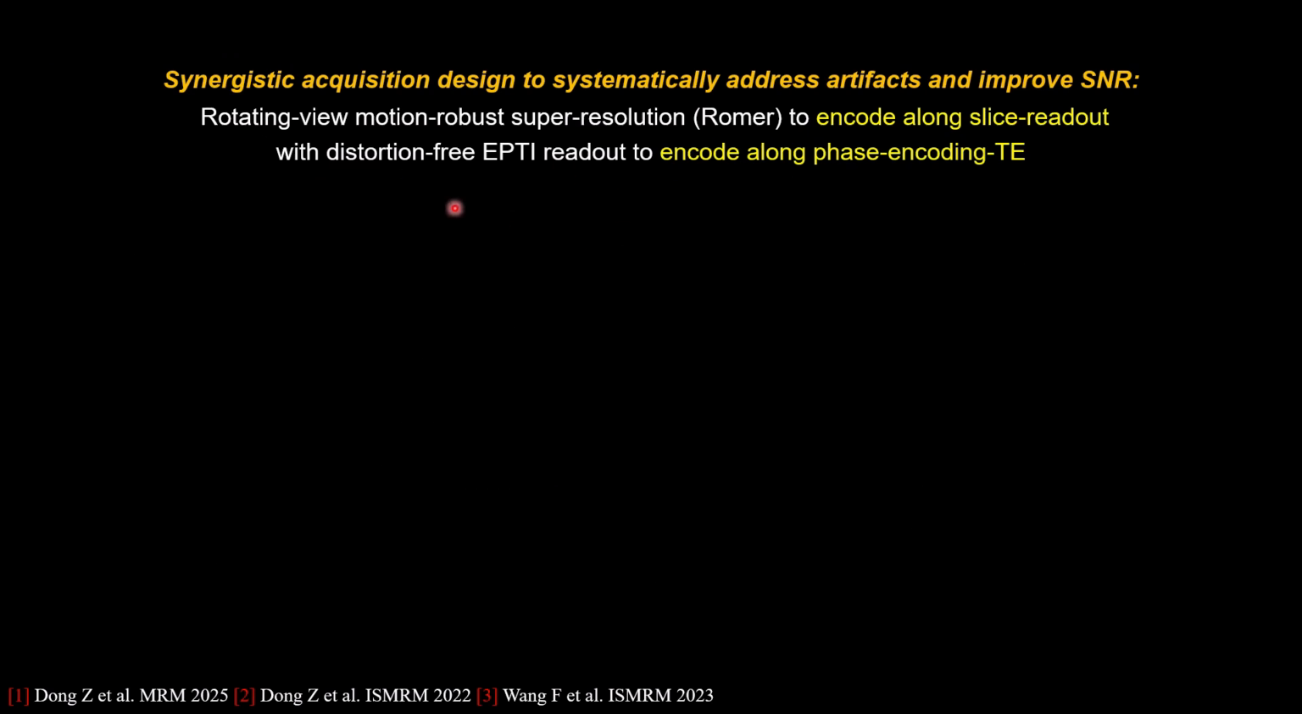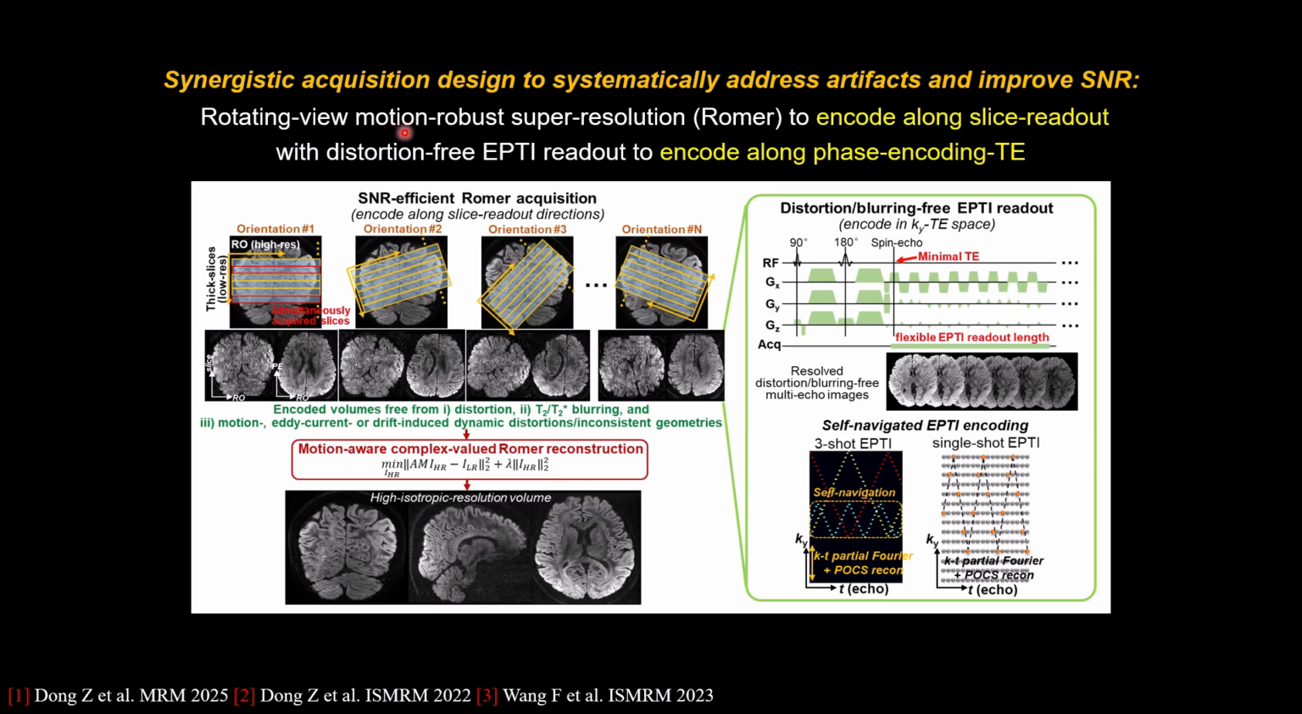To achieve this comprehensive improvement, it involves synergistic design of the acquisition techniques, where we develop rotating-view motion-robust super-resolution, Romer, to encode the slice and readout direction, with the distortion-free EPTI readout to encode the phase encoding and T dimension, where the encoded volumes will be integrated in a motion-aware Romer reconstruction to resolve the high isotropic resolution volumes.